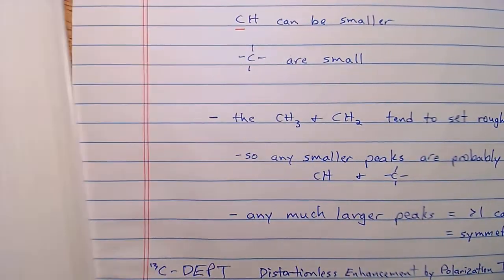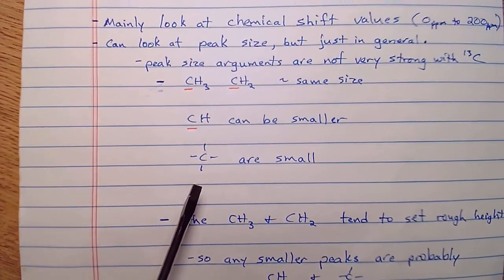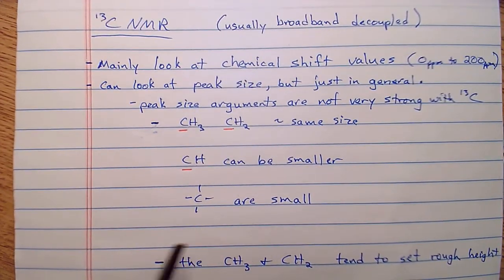So carbon-13, though, has its limitations. As you can see, it's not nearly as good as proton NMR for solving structures, but it does give you information that proton NMR can't give you because it's looking at carbons.